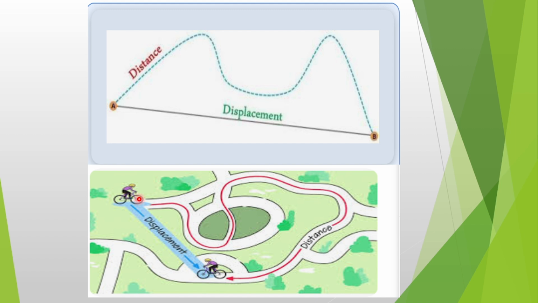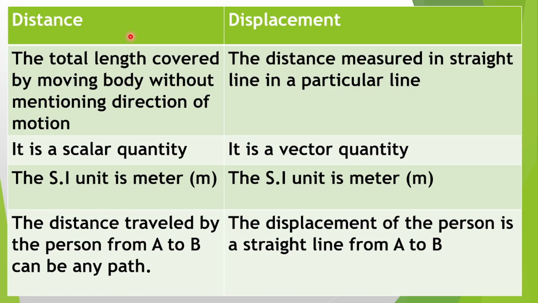In this picture, you can see this is the displacement between these two cyclists, while this is the distance. So distance is the total path covered by a body, while displacement is the shortest path covered by a body. Let's discuss the differences between distance and displacement. Distance is the total length covered by a moving body without mentioning the direction of motion, while displacement is the distance measured in a straight line in a particular direction.